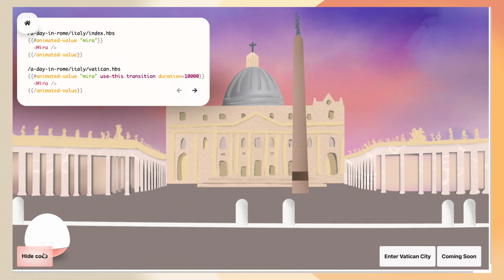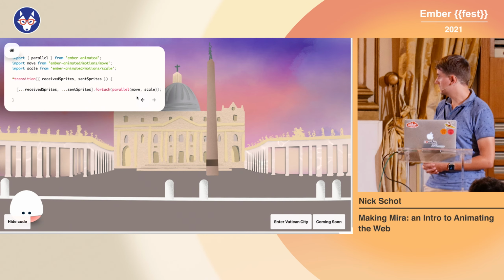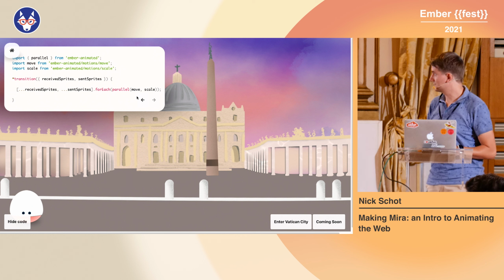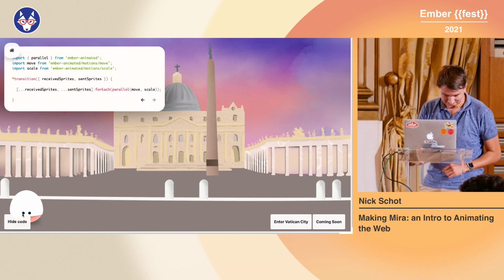what matches what. And we've defined a transition on only one side of the routes, because we will be animating those same received and sent sprites again. As you can see here, this is the transition for this page. We have the received sprites and sent sprites again. We're not just going to move the mirrors in this case, but because there's perspective in this picture, we're also going to scale them. And Ember Animated handles this internally with magic. No, math, I mean. It's not magic.